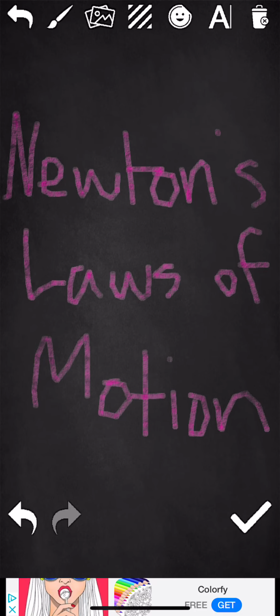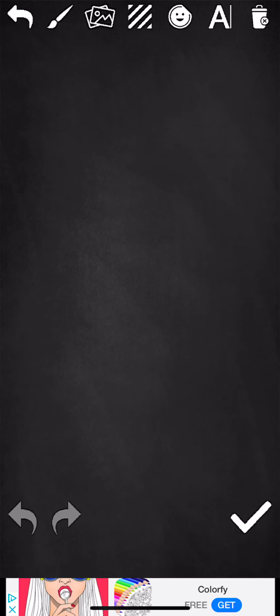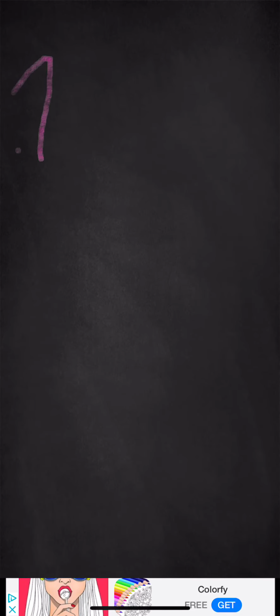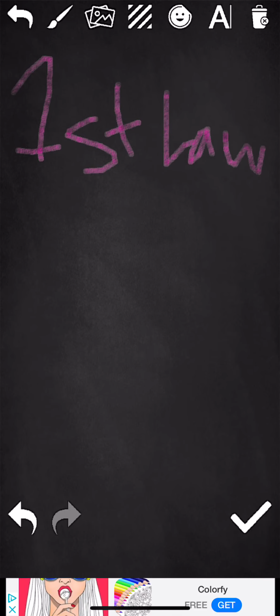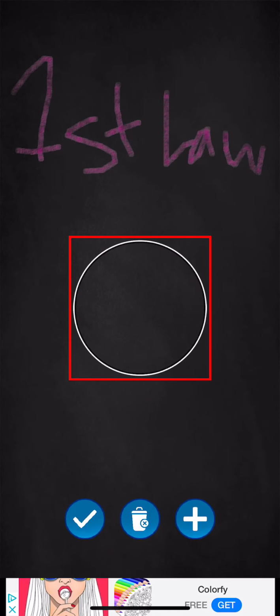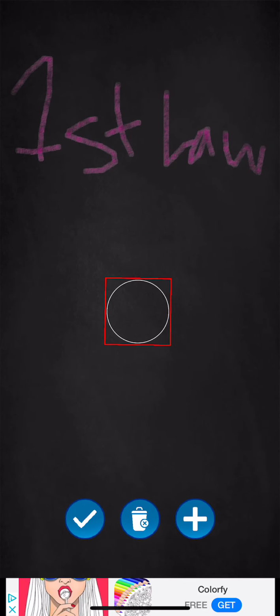Hey guys, my name's Connor, and today I'm going to talk about what I have learned about Newton's laws of motion. So the first law is sometimes called the law of inertia, and it basically just says that an object in motion will stay in motion unless there is a force acted upon it.